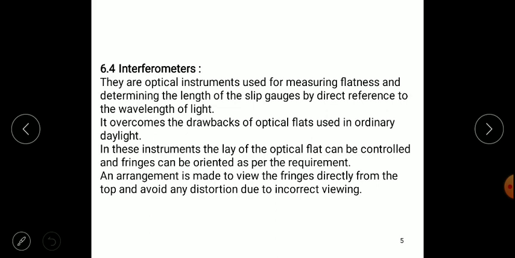Next, the specific instruments related to light sources. We call these instruments interferometers. They are optical instruments used for measuring flatness and determining the length of slip gauges by direct reference to the wavelength of light. They overcome some drawbacks of the optical flat used in ordinary daylight. In these instruments the lay of the optical flat can be controlled and the fringes can be oriented as per the requirement, so we can adjust the length and thickness of the fringes as required.